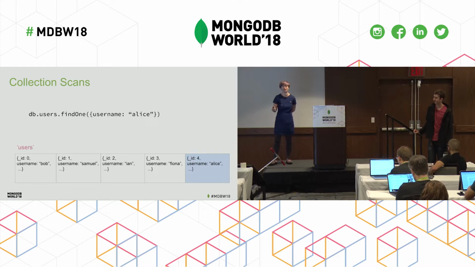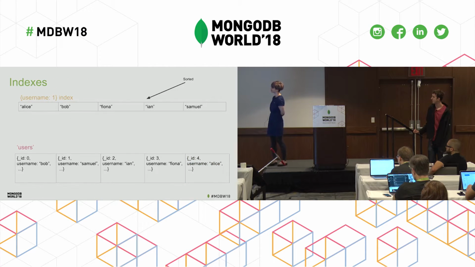Back when we didn't have so many users, this wasn't so much of a problem because our collections were smaller, so collection scans ran pretty fast in general. But now that our user base has grown, the performance penalty is starting to show. So to fix this, we can create what's called an index.